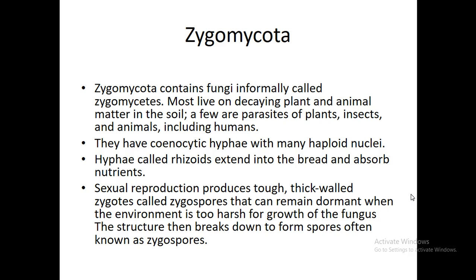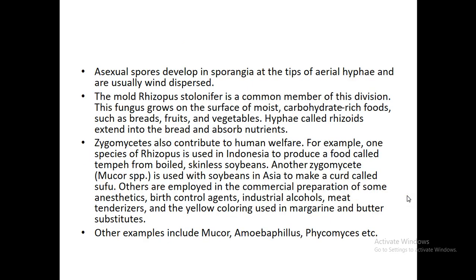They display both sexual and asexual reproduction. Sexual reproduction produces tough, thick-walled zygotes called zygospores that can remain dormant for a very long period of time if the environment is not favorable for fungal growth. The structure then breaks down to form spores. Asexual spores develop in the sporangia, which are present at the tips of the aerial hyphae, and they are usually dispersed by wind. The mold Rhizopus stolonifer is a common member of this division.